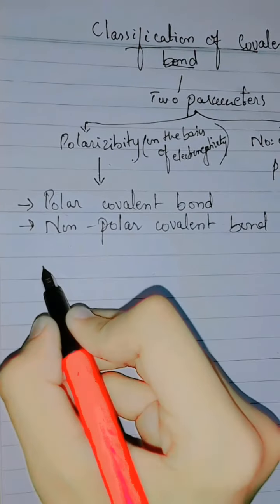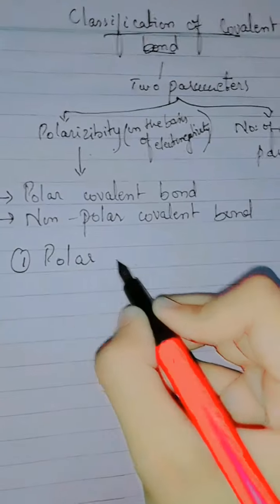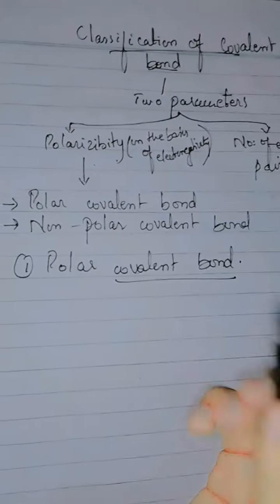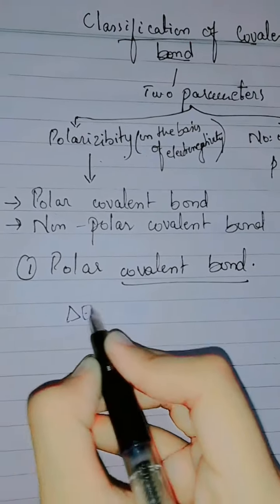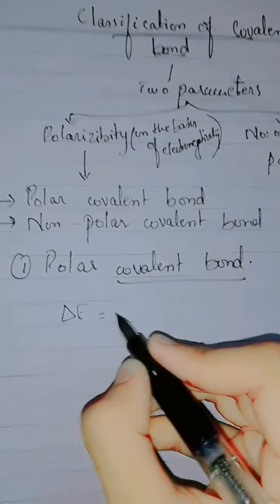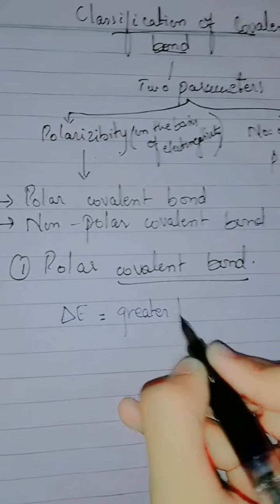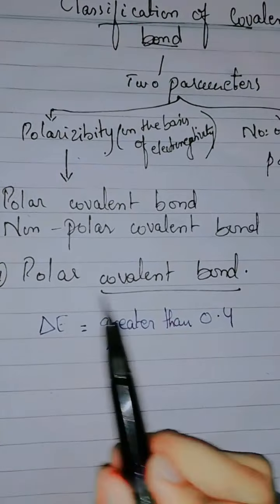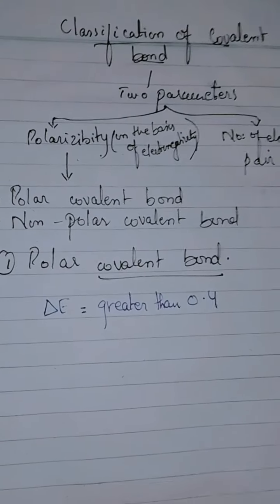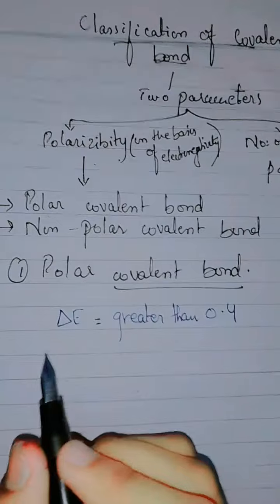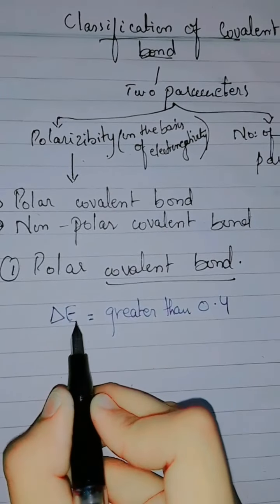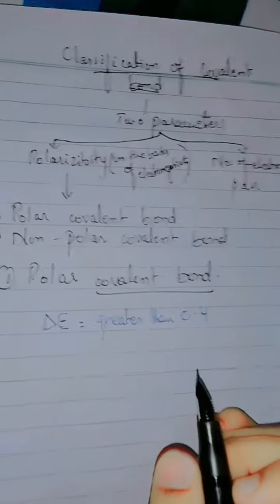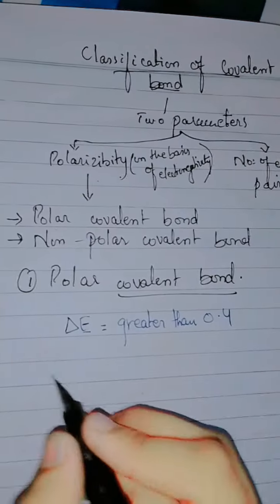Let us discuss what is polar covalent bond. The atom or the molecule having the electronegativity difference greater than 0.4, that molecule will be called as polar molecule, or atom will be called as polar. So if the electronegativity is greater than 0.4, it is polar. Let us take an example.